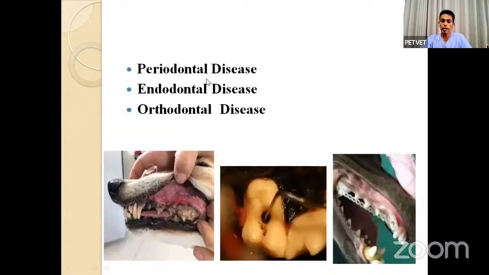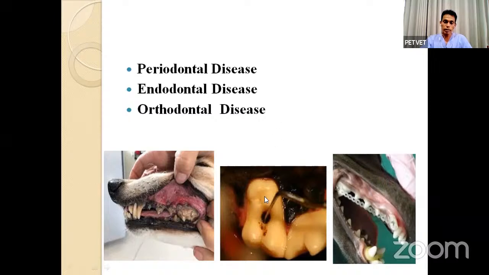So there are three terms again: periodontal disease, endodontal disease, and orthodontal disease. We know peri means the periphery. So periodontal disease means not the tooth proper, but outside, all the periodontal tissues, the four structures that we told: the cementum, the periodontal ligament, alveolar bone, and the gum line. So those are the periodontal disease.